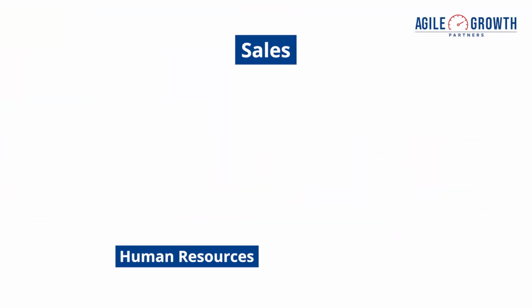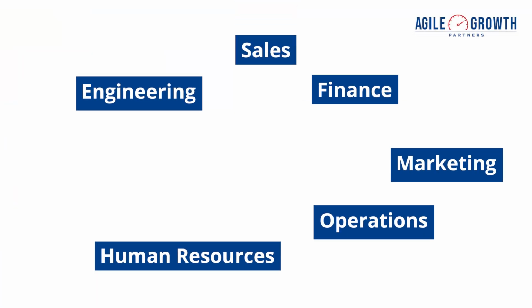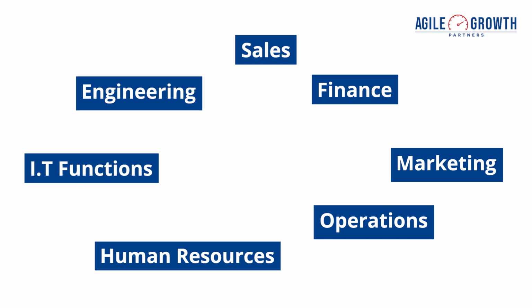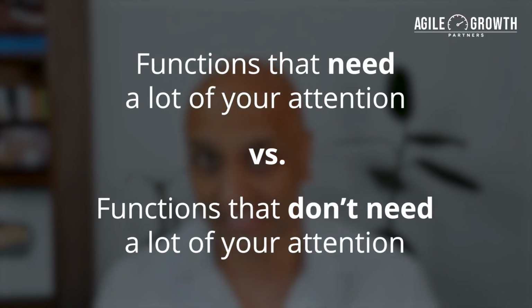The situational leadership model can be applied at many different levels. For example, if you're the CEO of a business, you could plot the different functions on the readiness matrix. Where would the sales, HR, finance, marketing, operations, engineering, or IT functions fall in terms of skill and will? Now, this will help you recognize which functions need a lot of your attention versus which functions can consistently deliver without much intervention from you. Another way to apply this model is to plot all of your direct reports on the readiness matrix and figure out which leadership style would work best with which team member.